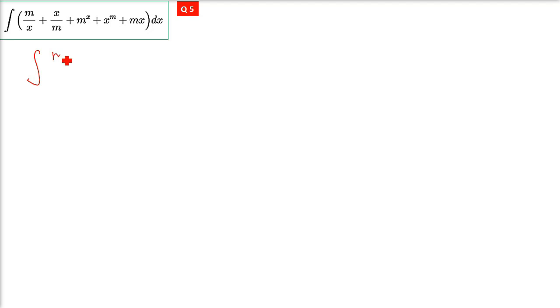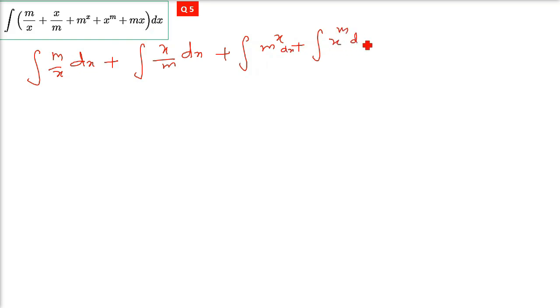So integration of m by x plus dx will always be there. Integration of x by m dx, integration of m raised x, integration of x raised m, and then we have integration of mx dx. So we will take the constant outside and deal with the variable with dx. So m I have taken as constant, it will be dx by x.